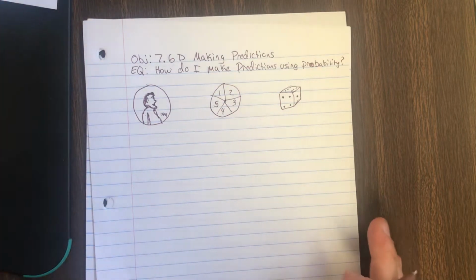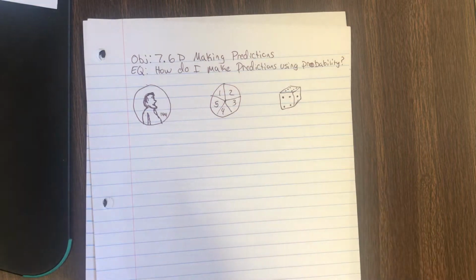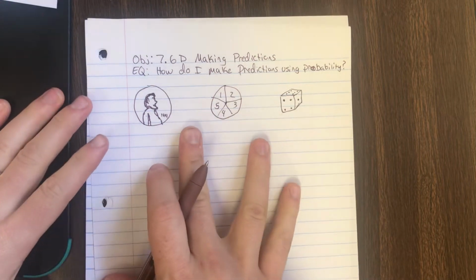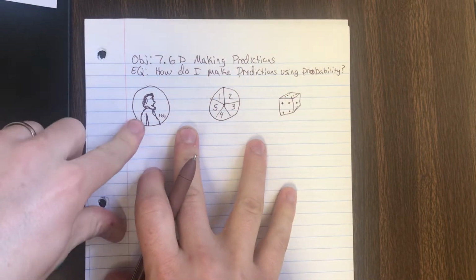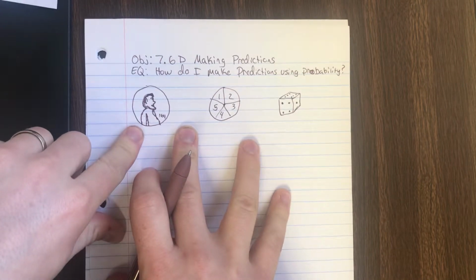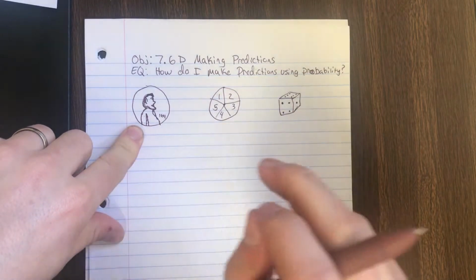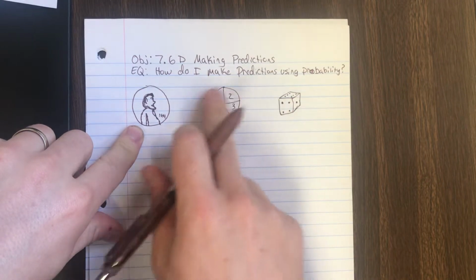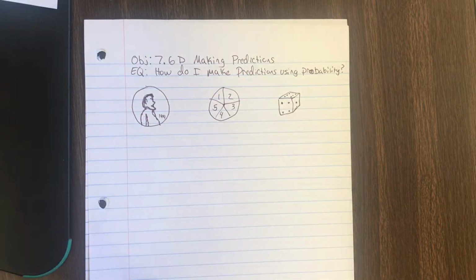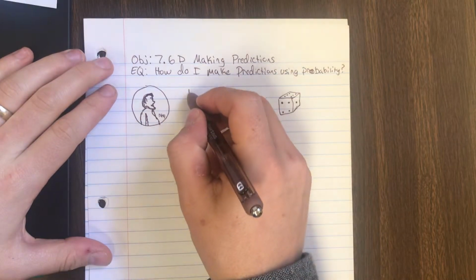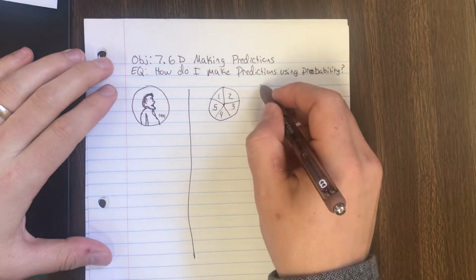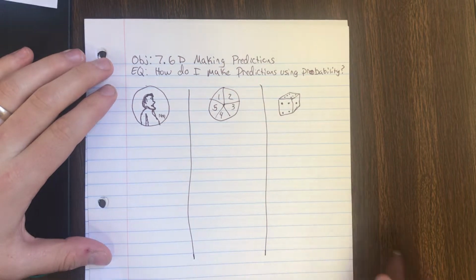So this is making predictions using probability, okay? We're doing 3 different events here. We've got a coin, that's my best drawing of a penny, a spinner with 5 equal parts, and then a die. I'm going to ask different questions for each one, and we're going to go through and predict what the outcomes would be, okay?